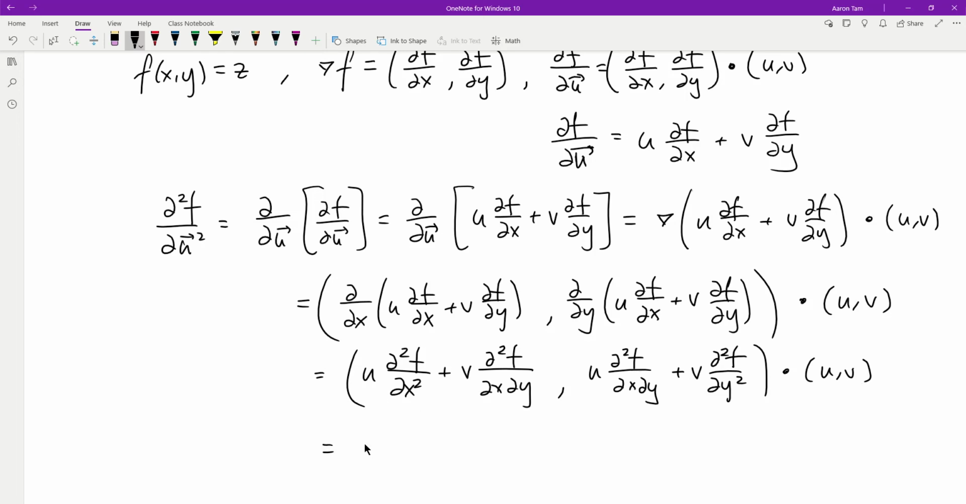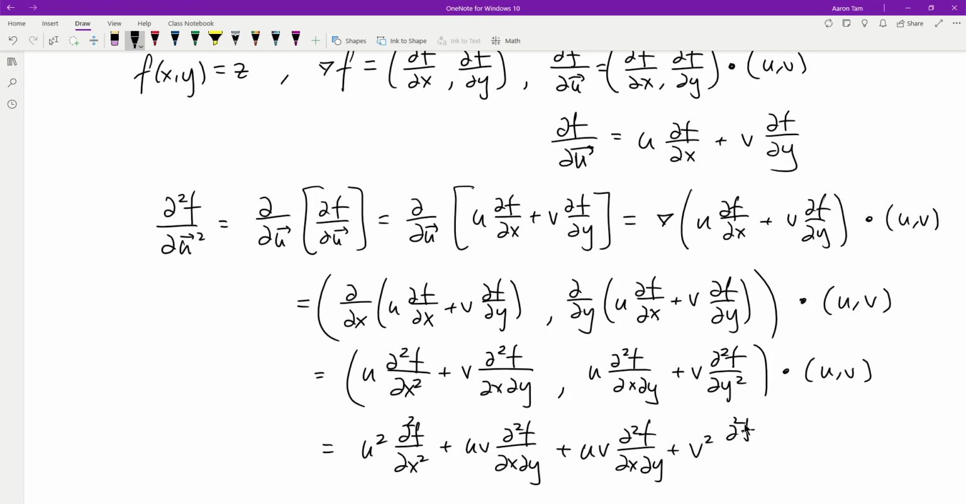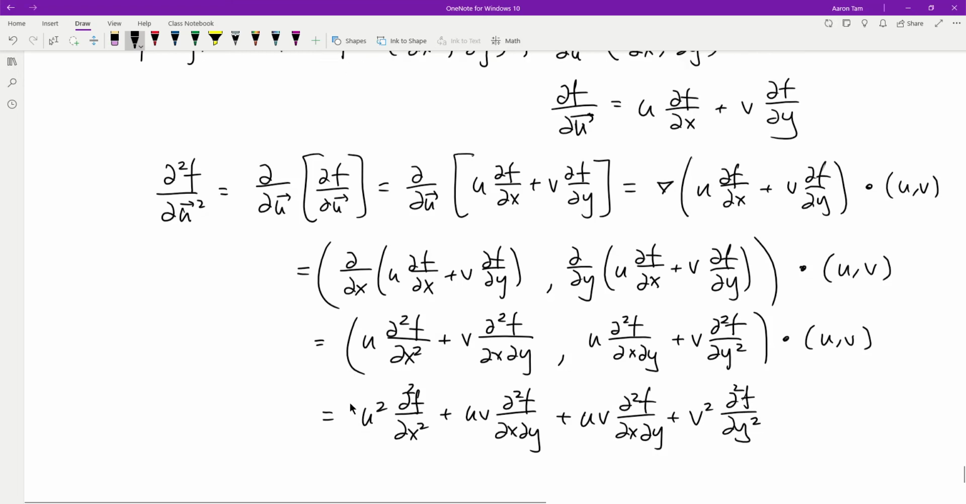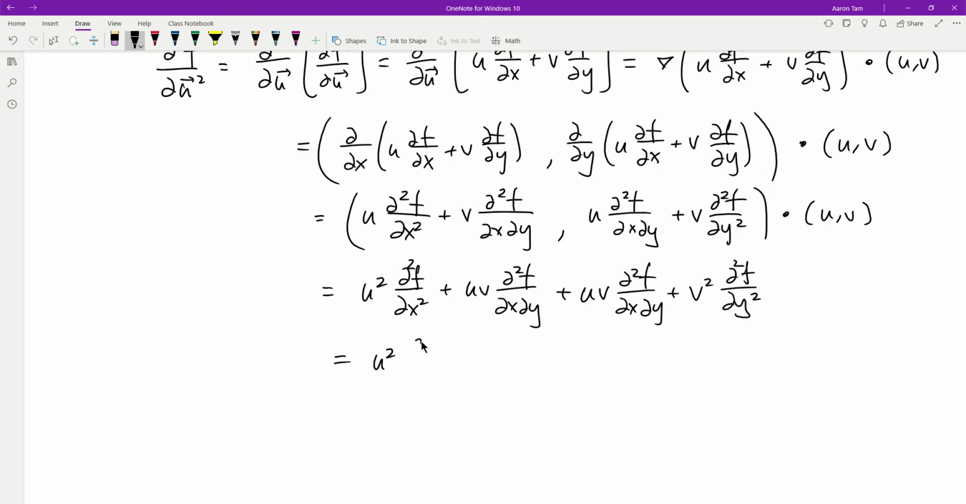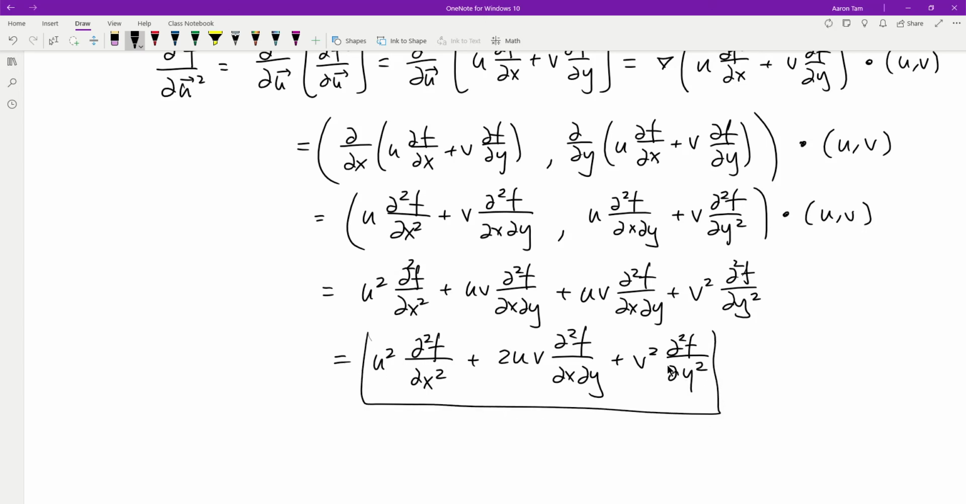So when I dot product this, that will become u squared d squared f over dx squared plus uv d squared f over dx dy plus uv d squared f over dx dy plus v squared d squared f over dy squared. And so this comes down to this expression, which is exactly what the theorem says. That completes the proof.